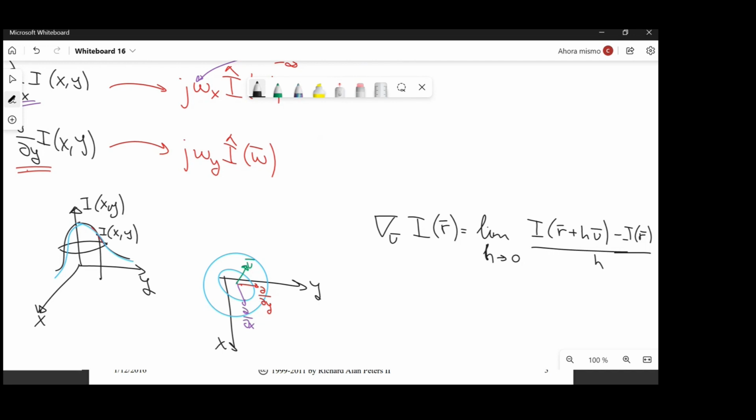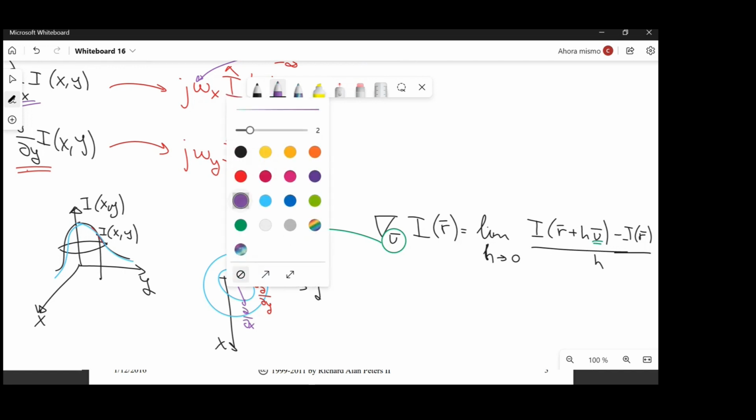So this is the directional derivative. Now, if you are traveling in this direction, this is the u. This u is there. So you move a little bit in the direction of u, and then you see how much your function has changed.